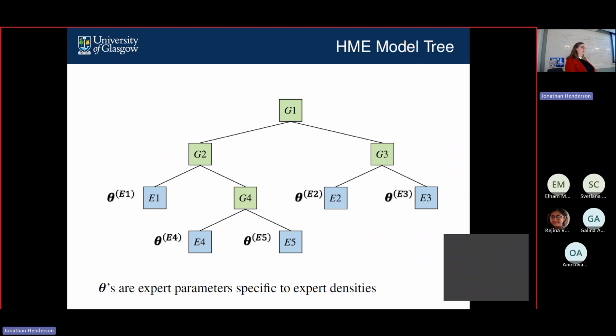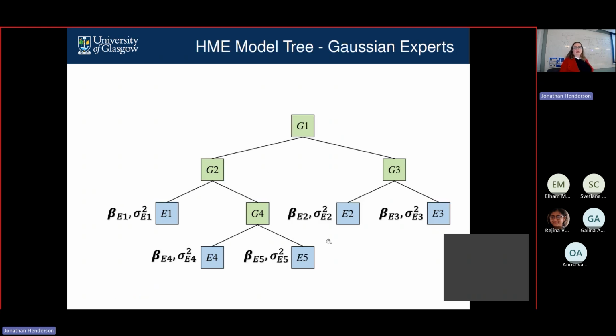Once we get down to an expert, we have a model that tells us what is happening there. In the general formulation, we have these thetas, a vector of thetas for each one of the experts, which we also have to estimate. In the special case of Gaussian experts, which I'm going to talk about a lot, we have a conditional Gaussian: y given x is equal to x times beta for the mean and sigma squared for the variance. So we have these linear regression models, and each one of these thetas is just a vector beta and a variance parameter sigma squared.